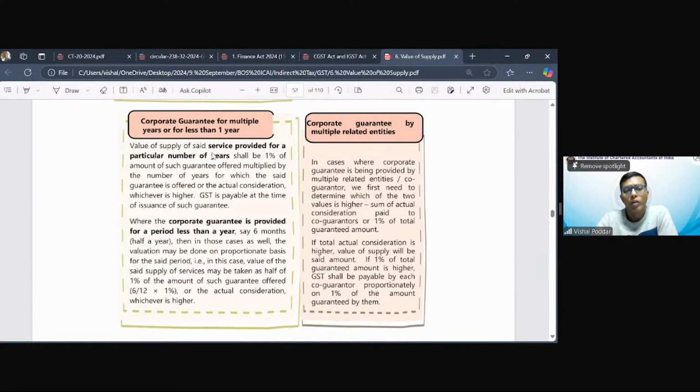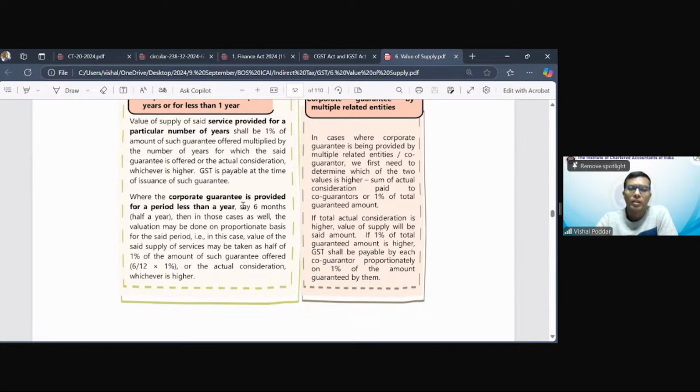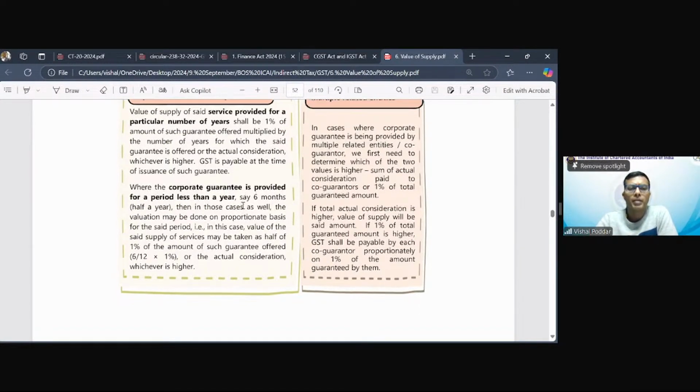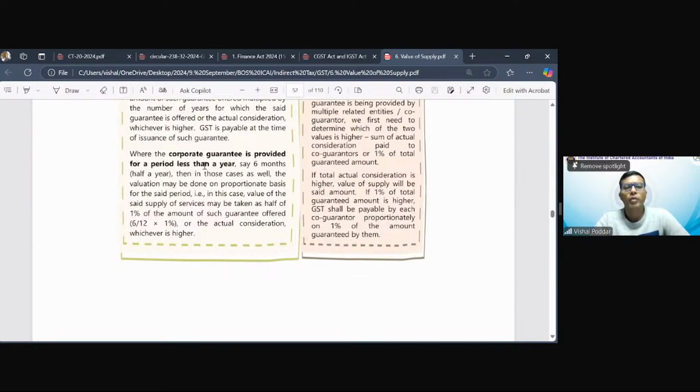What it says: value of supply of said service provided for a particular number of years shall be 1% of the amount of guarantee multiplied by the number of years for which the said guarantee is offered. So GST is payable at the time of issuance of such guarantee. So where this guarantee is given for more than 1 year, 1% is per annum, so it will be multiplied by number of years. Where guarantee is provided for a period less than a year, let us say 6 months, then in those cases, the valuation may be done on proportionate basis for the period. That is, in this case, the value of supply of service may be taken as half of 1%.